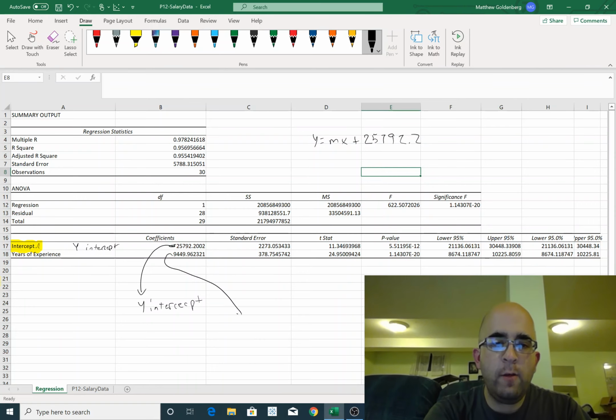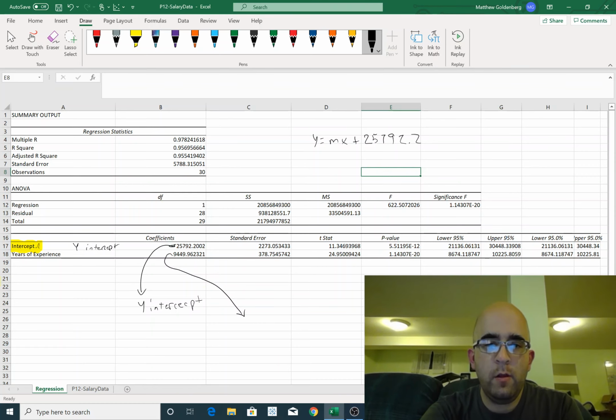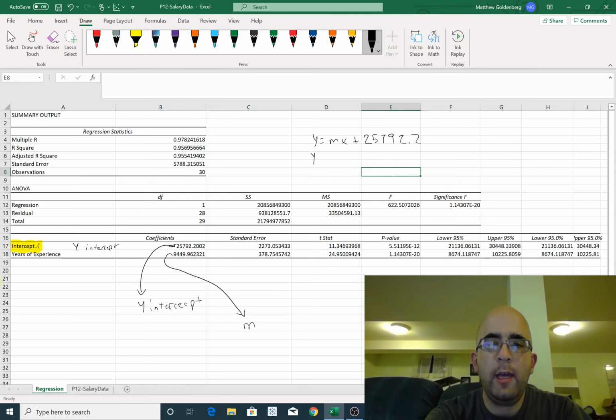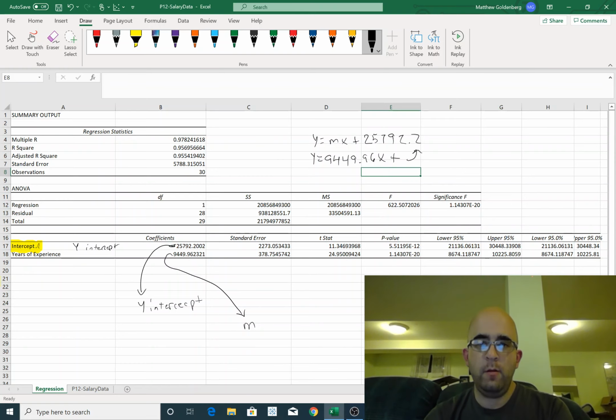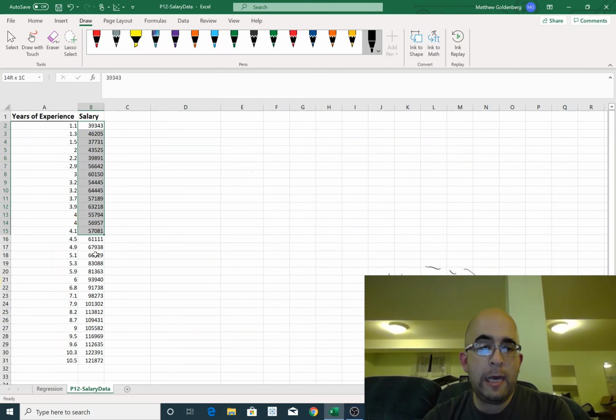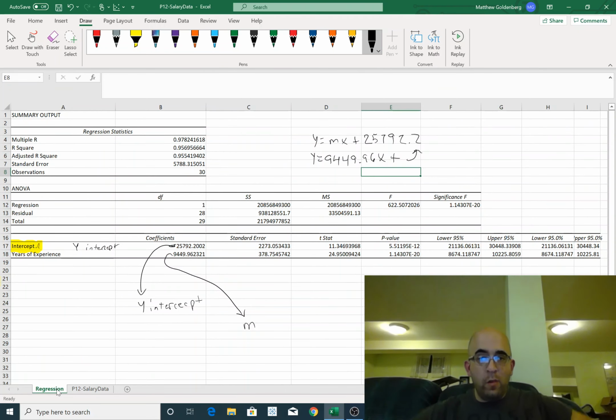This, years of experience, is your slope. This is your m. So y is equal to 9449.96x plus 25792.2. And just to give you a hint of why that's that, if you go back to your data, notice that your salary goes from 30K to 122K approximately. So if you're going from 1 to 10 in years of experience, each time you add another year of experience, that slope has to change somewhat significantly. And that's why you have a significant slope. There's 9,000 in your coefficient, approximately.